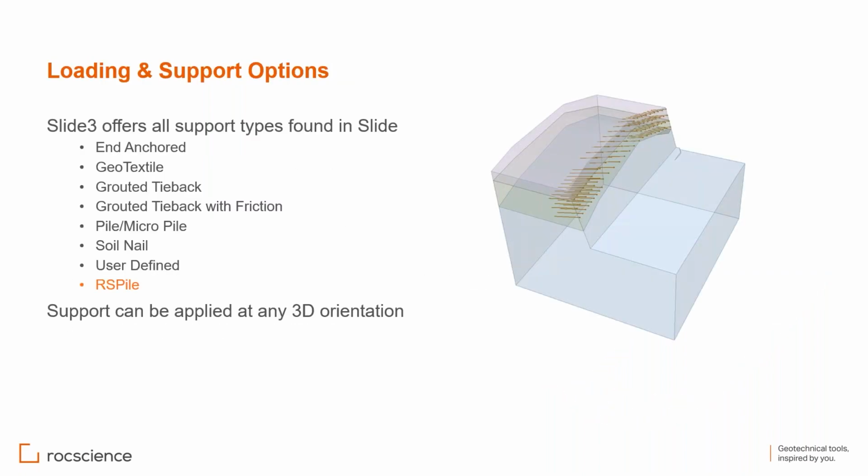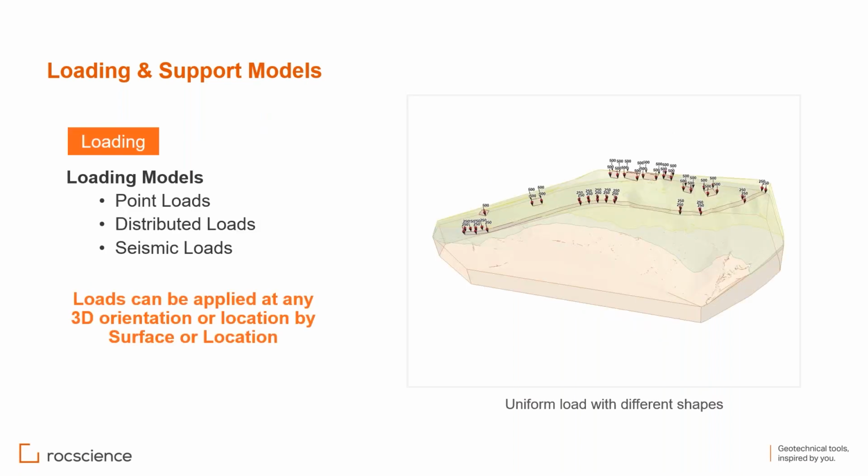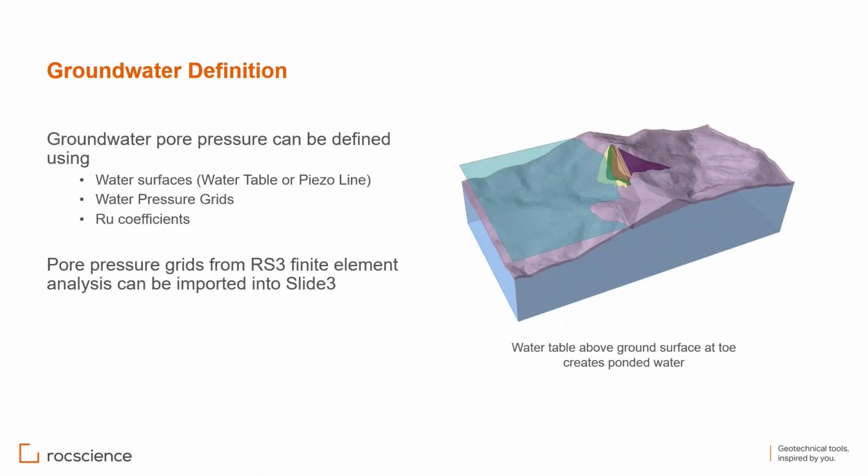Supports, we have different types of supports. In Slide3, we had a webinar more than a month ago about supports and loading, so about supports in Slide3, with the focus on RSPile, which is a new feature in Slide3. And I think it's available on YouTube. You can watch it on YouTube if you are interested. Loading, we have point load, distributed load, and seismic load, and you can apply your loads at different orientations. And groundwater definitions, we have water table or water surface, water pressure grid, and Ru coefficient.